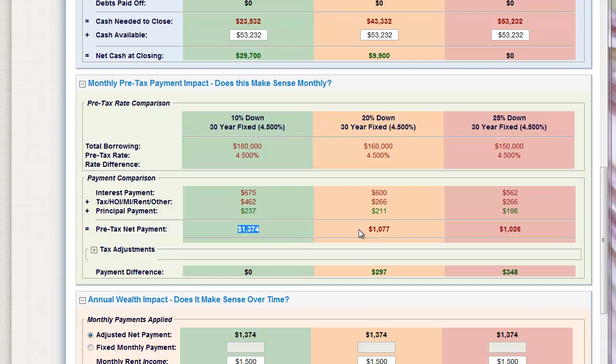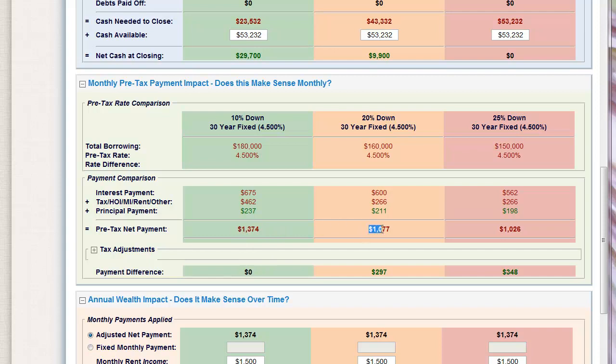On a 20% down, it's only $1,077. I have a bigger down payment, I have no MI, and at 25% down, my payment is $1,026. So notice what I mean by having the biggest payment on the left and the payments getting smaller as they go across. It's nice because I can show payment difference here is 0. Why is it 0? Because this is my base payment.